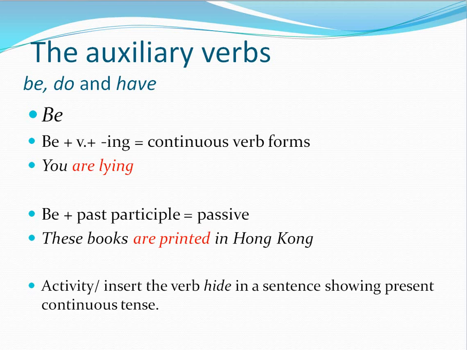What about the other function? It can be used to form passive. For example, is or are or was and were plus the past participle of the verb. For example, these books are printed in Hong Kong. You can note that we have an activity at the end of this. You can try to do it at home.